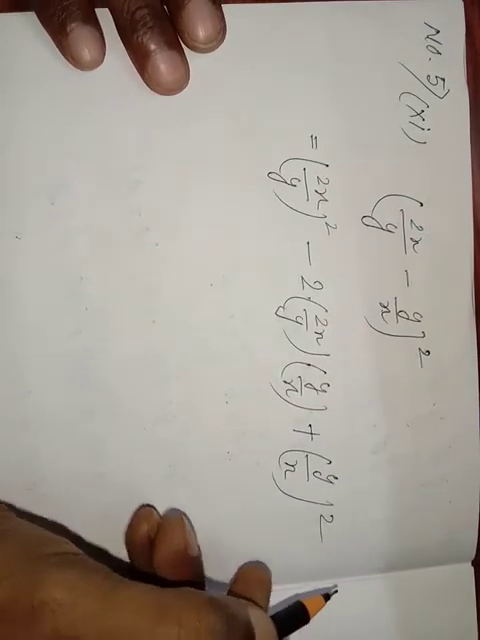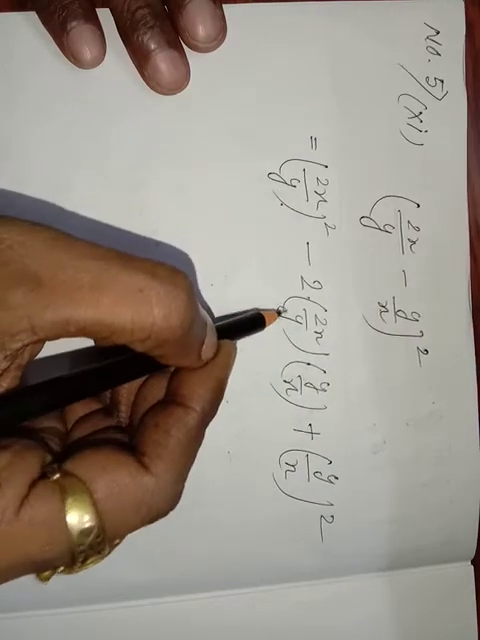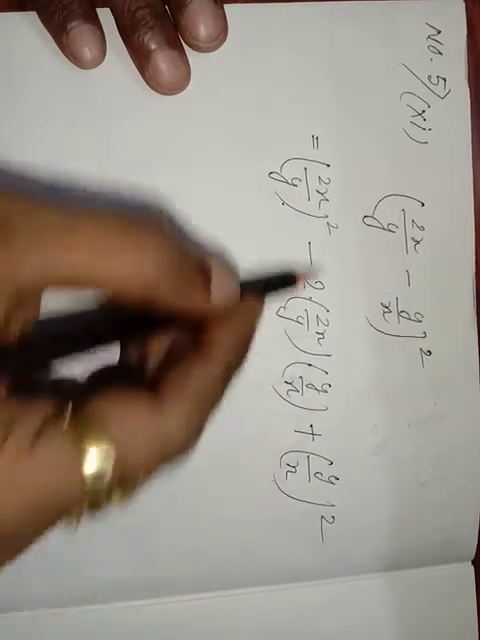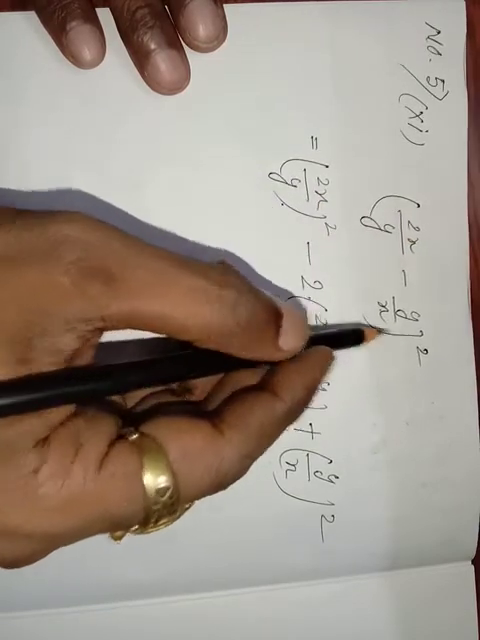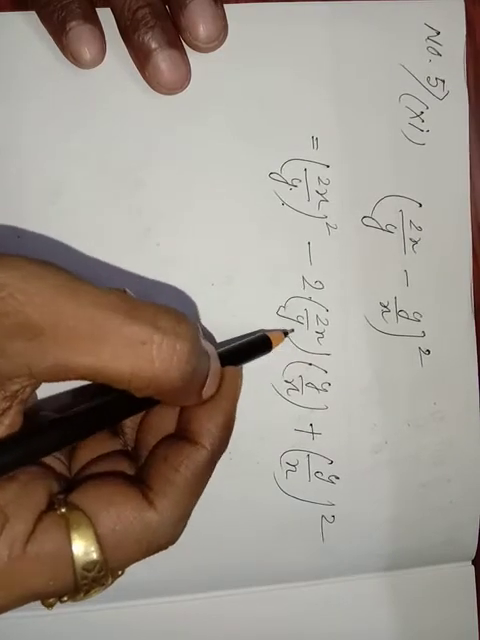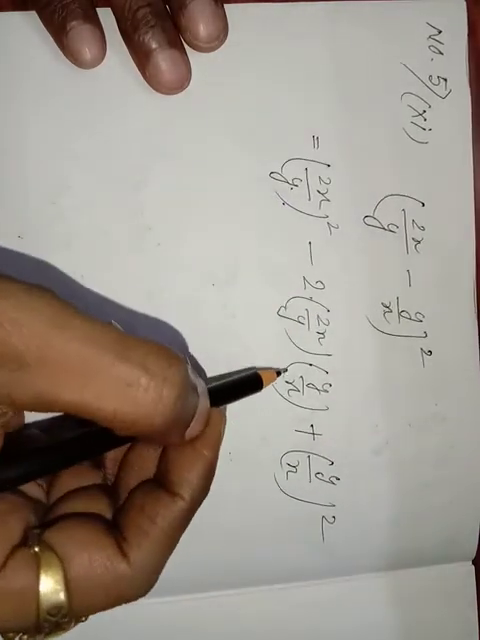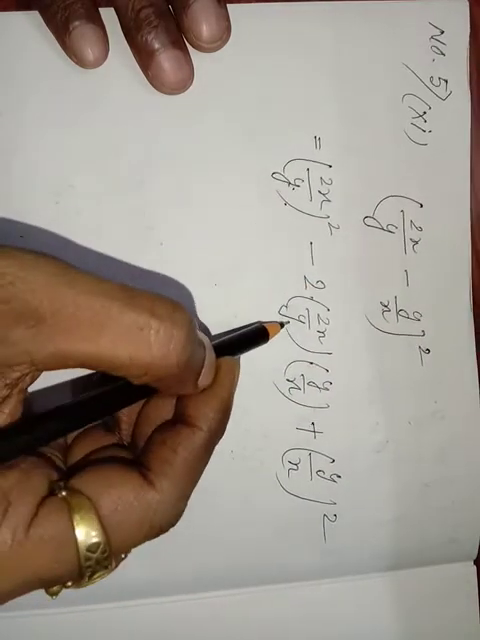See, again repeating here, the formula for (a minus b) whole square is a square minus 2ab plus b square. Here a means 2x by y, the first part. b means y by x, the second part. So it is a square minus 2 into first part a, 2x by y, into b, the second part, y by x, plus b square.